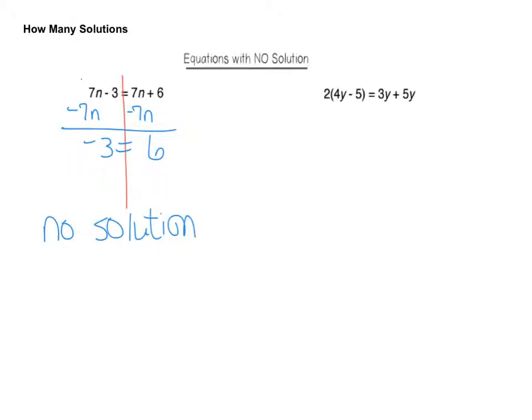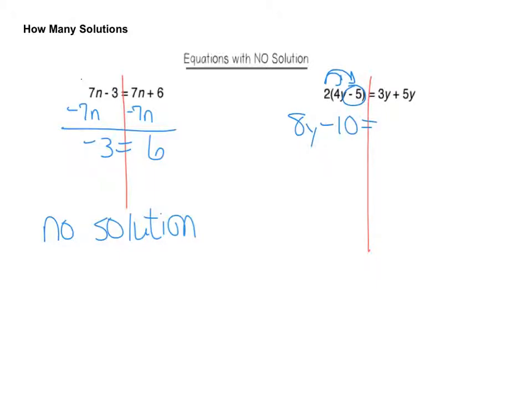Now the second one is similar, but there's something we didn't do yesterday that we're going to do in this problem. So why don't you watch along with me, okay? We look at the left, we look at the right. Is there distributive property on the left? There is. So we're going to do 2 times 4y is 8y. 2 times a negative 5 is negative 10.